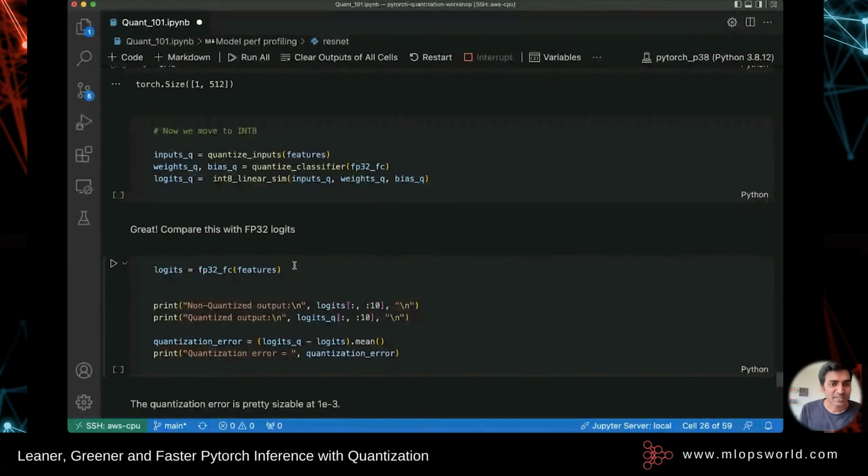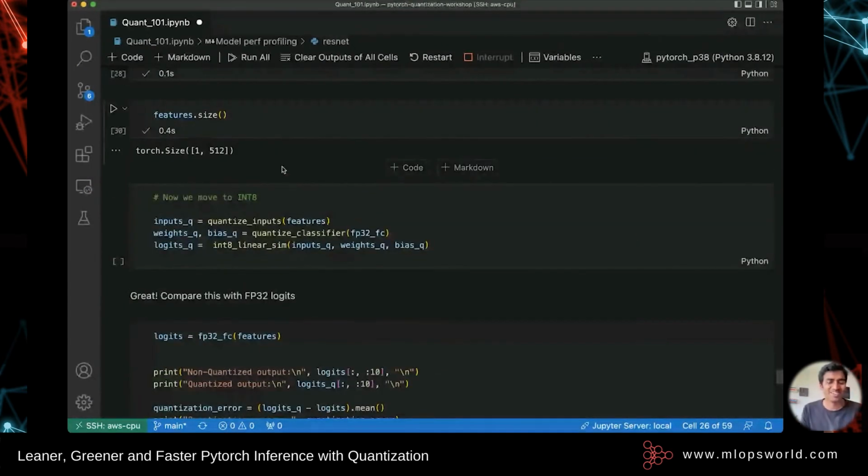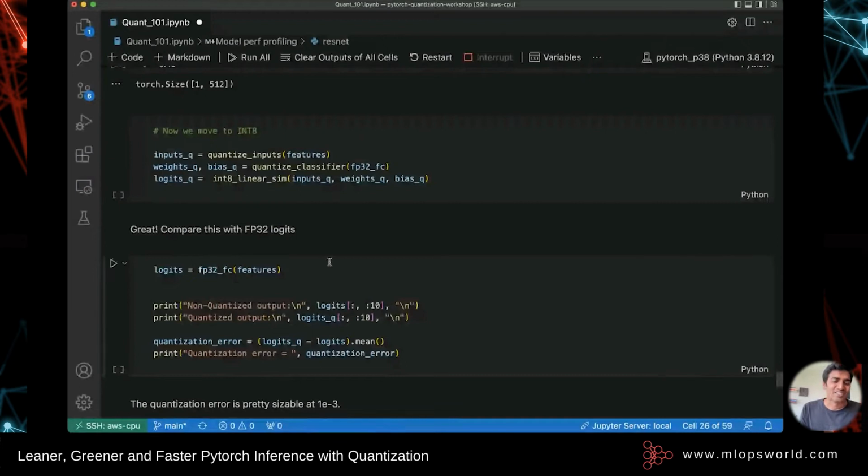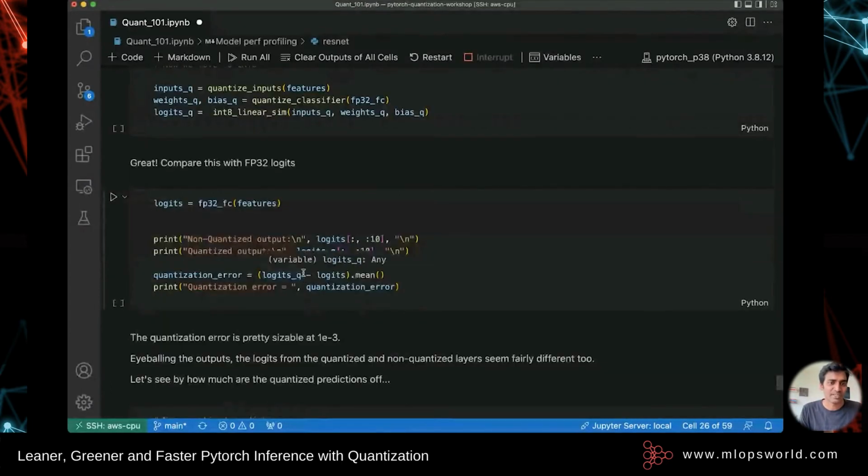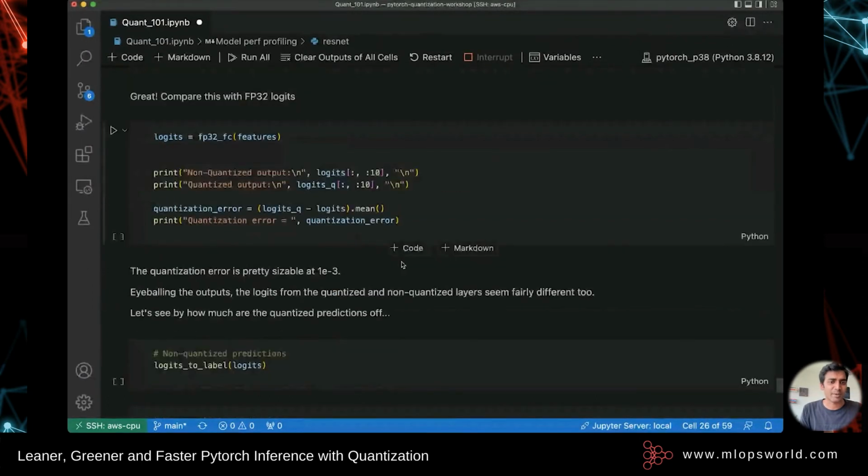Okay. So I'm going to try to talk through what this does. We quantize our inputs and we quantize the classifier, and then when we are passing it through, we dequantize them both, and then do the mat mul and return the output value. So what we actually get is that the outputs of the fake quantized model that we just developed and the outputs of the non-quantized, the original ResNet, are pretty different. And that's given by the quantization error.